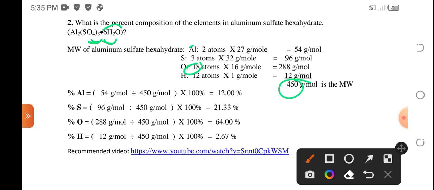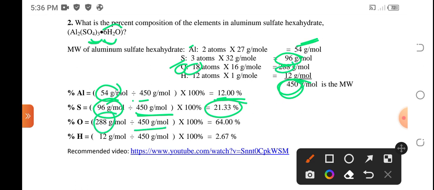Aluminum has a contribution of 54. Divide this by 450, and that's 12%. For sulfur, its contribution is 96. Divide this by the molecular weight and multiply by 100%, so that's 21.33. For oxygen, its contribution is 288. Divide again by the molecular weight, multiply by 100%, and that's 64%.